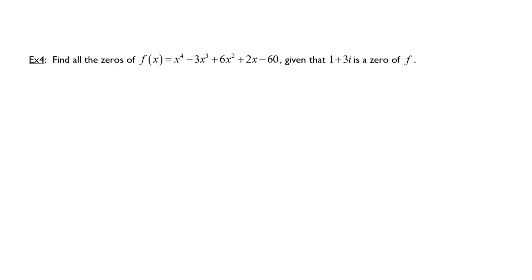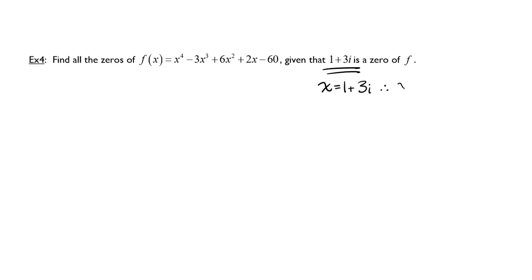In example 4, we have a polynomial f of x, which is equal to x to the fourth minus 3x to the third plus 6x squared plus 2x minus 60. Given that 1 plus 3i is a zero of the function, find all the zeros. This was my big hint. I know that x equals 1 plus 3i is one of my zeros of the polynomial.